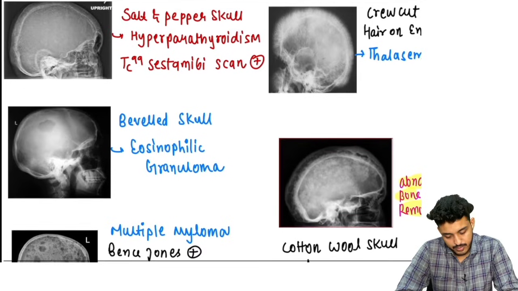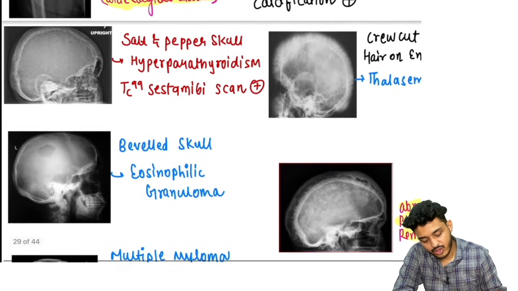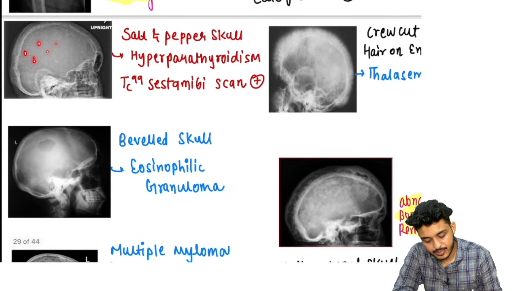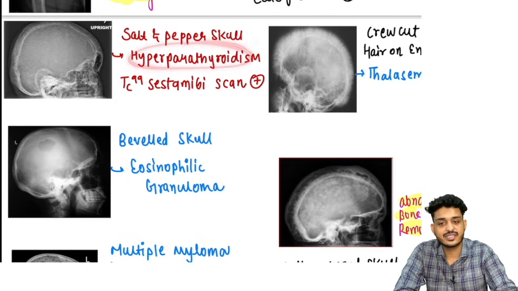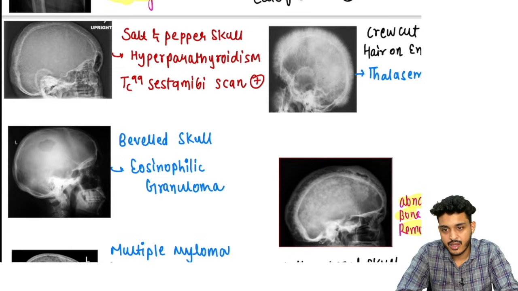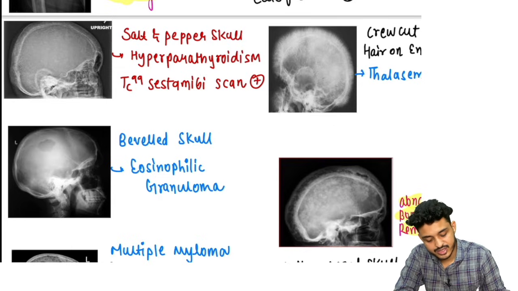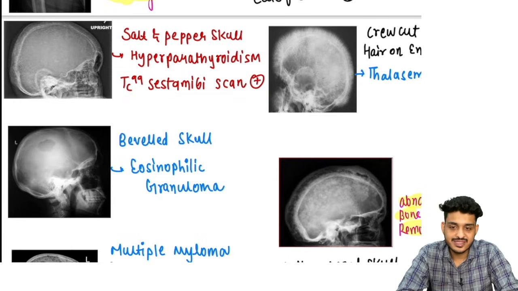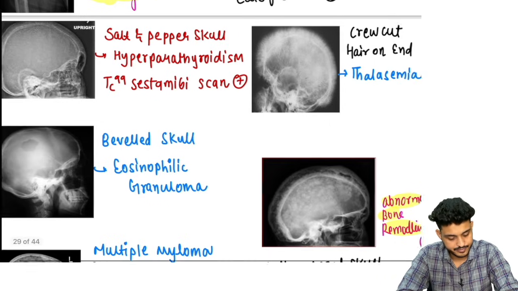Some head problems we are having. This is going to be your salt and pepper skull. This is seen in the cases of hyperparathyroidism. What is the scan you can do? This is going to be the technetium 99 sestamibi scan that you can do here.